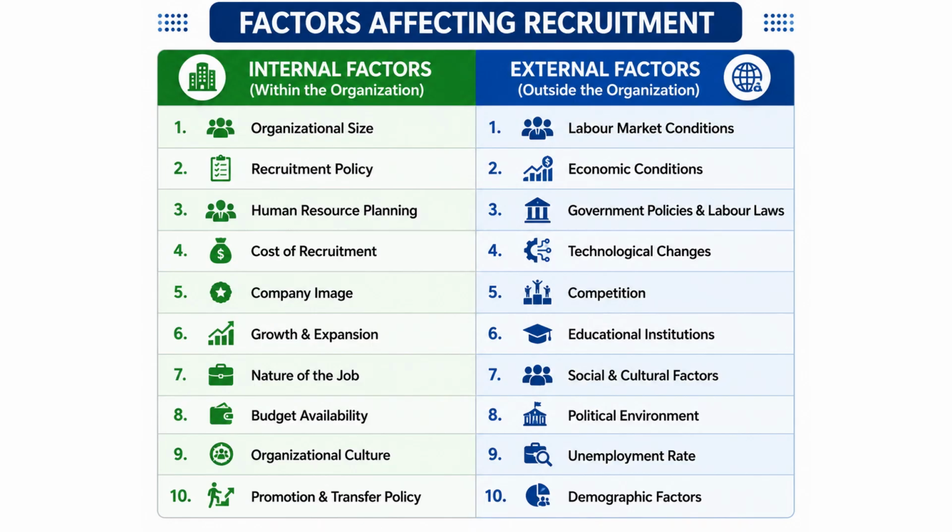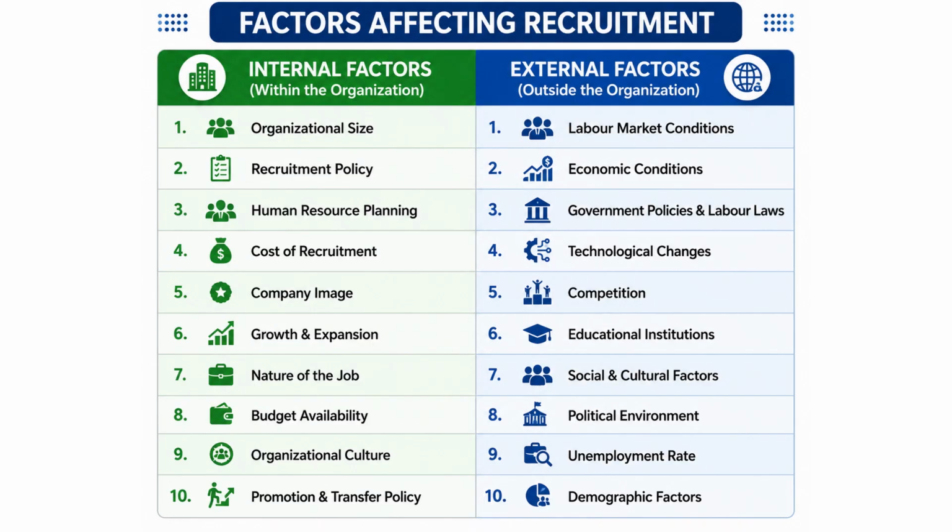Fifth one is company image. People prefer working for the organization with a good reputation. A strong employer brand attracts talented candidates easily. For example, many graduates dream of working at Google, Microsoft, or Tata because there is a positive company image.